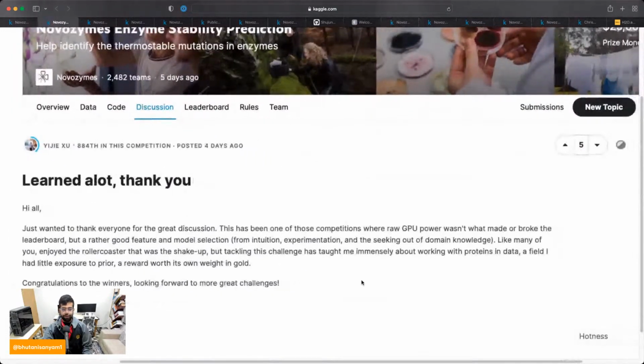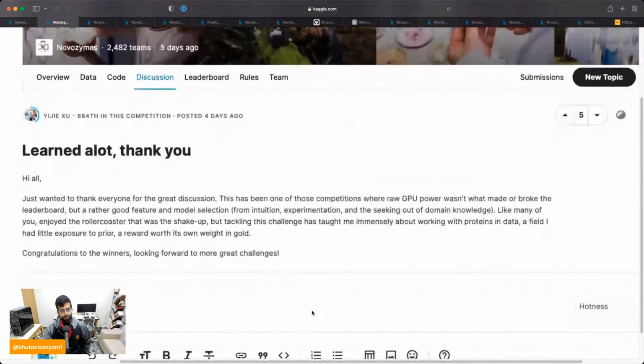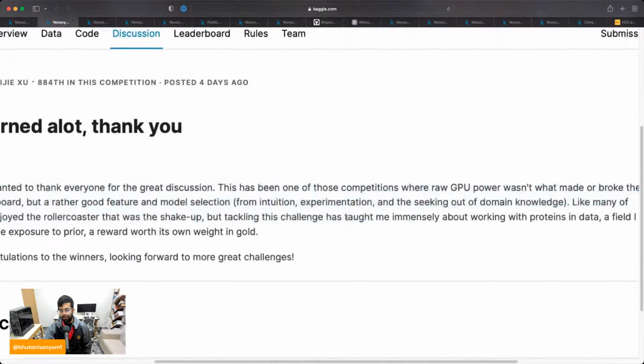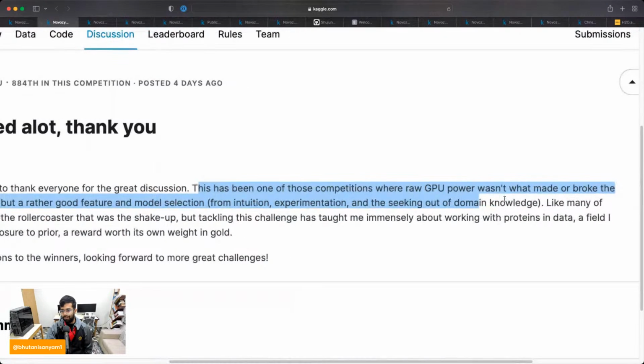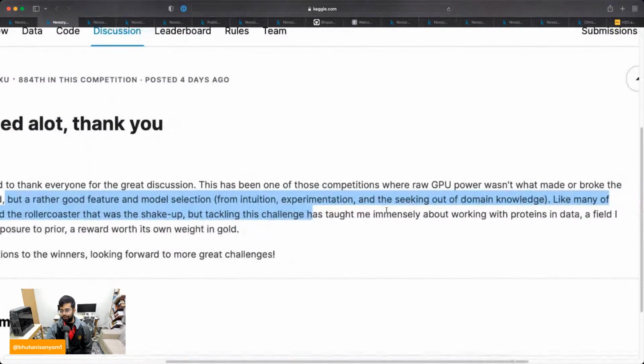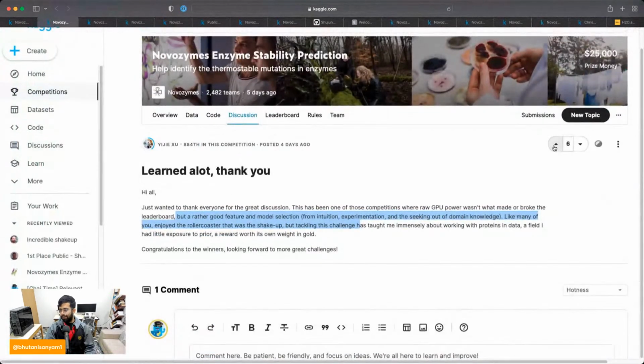And now what I'll do is point out some cool discussions that at least I enjoyed. The thing worth highlighting in this competition is this has been one of those competitions where raw GPU power wasn't what made or broke the leaderboard, but rather good feature and model selection from intuition, experimentation, and seeking out domain knowledge. There was a large shakeup, as I pointed out.